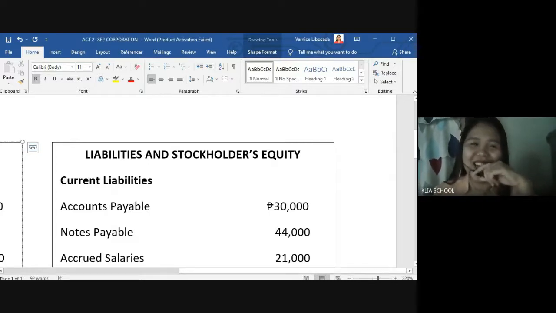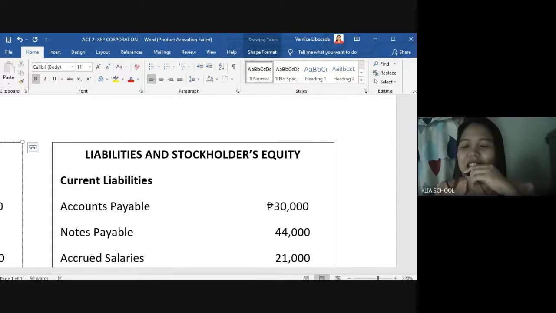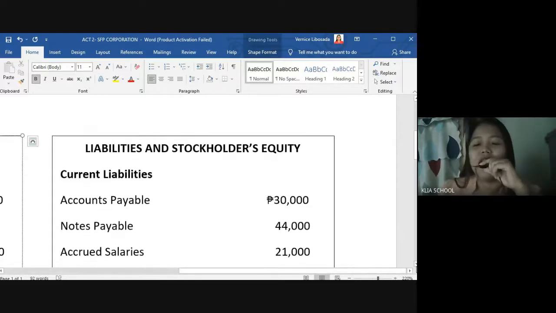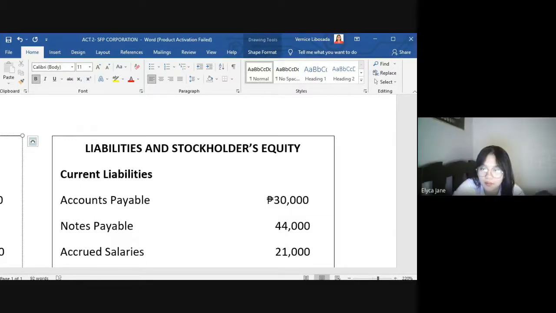Okay. 14 tayo stockholders equity. Sorry, lutang pa ako. 14, 15, 16, 17. So, 17 na po tayo. What should be the total current liabilities? Elika? 95,000 po.